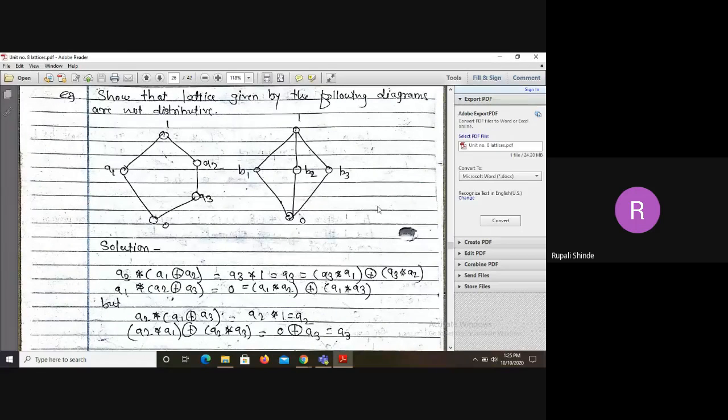So for this diagram, the first element you can consider as B1. So B1 star (B2 XOR B3). This is one combination. Second combination, B2 star (B1 XOR B3), and third one, B3 star (B1 XOR B2). Now check whether the distributive property holds for all these sequences. If not, then this lattice is not a distributive lattice.